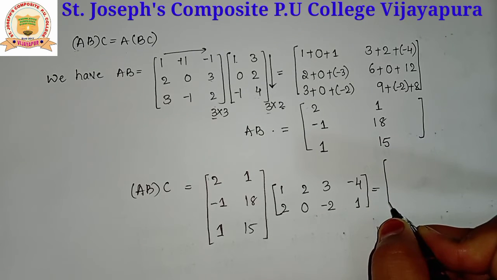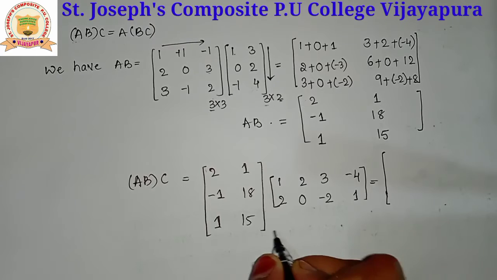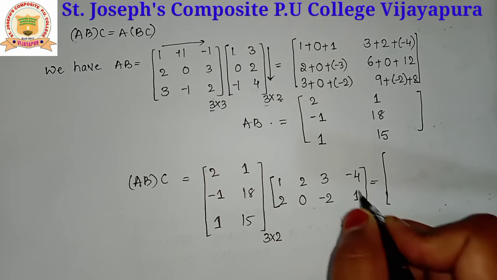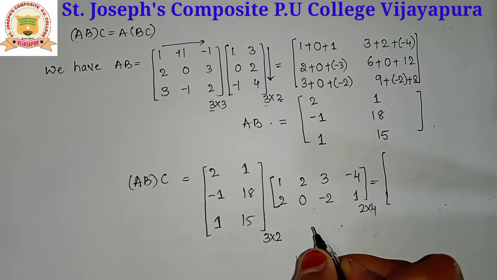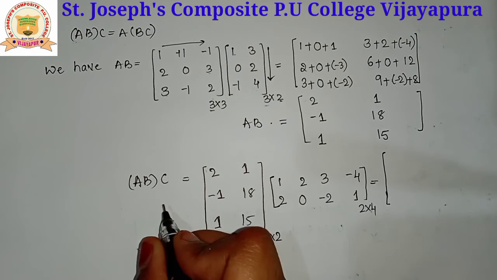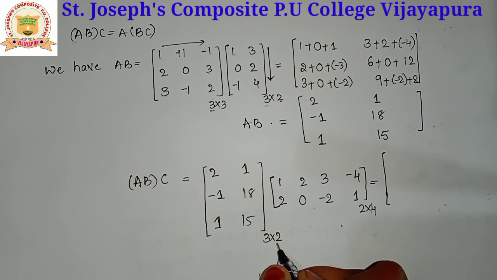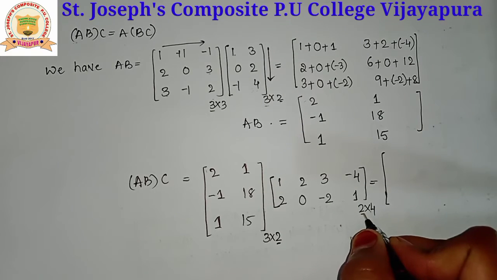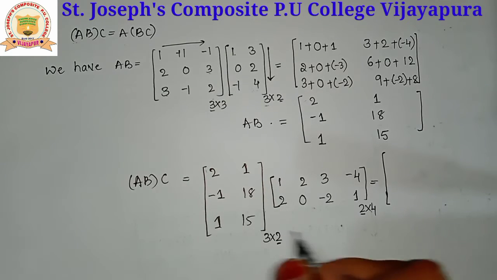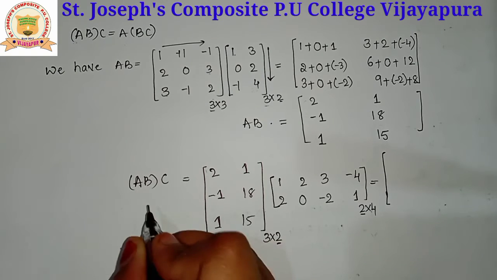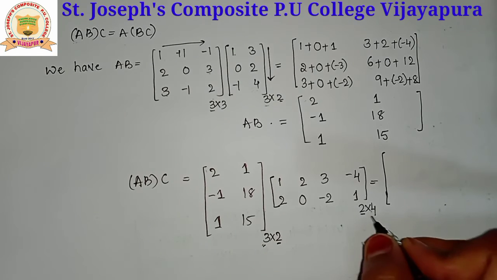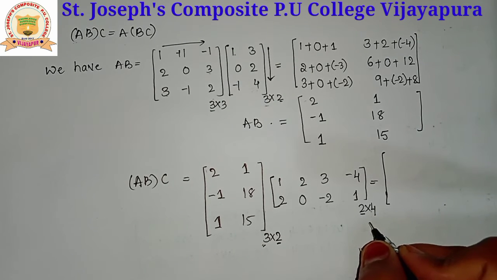So is our (AB)C matrix defined or not? Let's see, the order of this matrix is 3 by 2. The order of this matrix is 2 by 4, 2 rows, 4 columns. So the required (AB)C matrix is defined because the first matrix's columns are equal to the second matrix's rows. Both are equal. Therefore, our (AB)C matrix is defined. Then the required (AB)C matrix order will be 3 into 4, so that is a 3 by 4 matrix, 3 rows, 4 columns you will get.